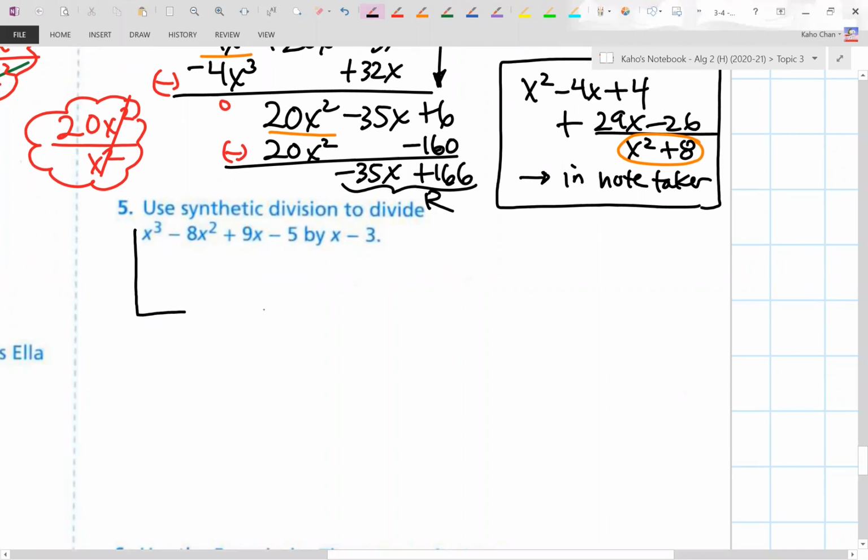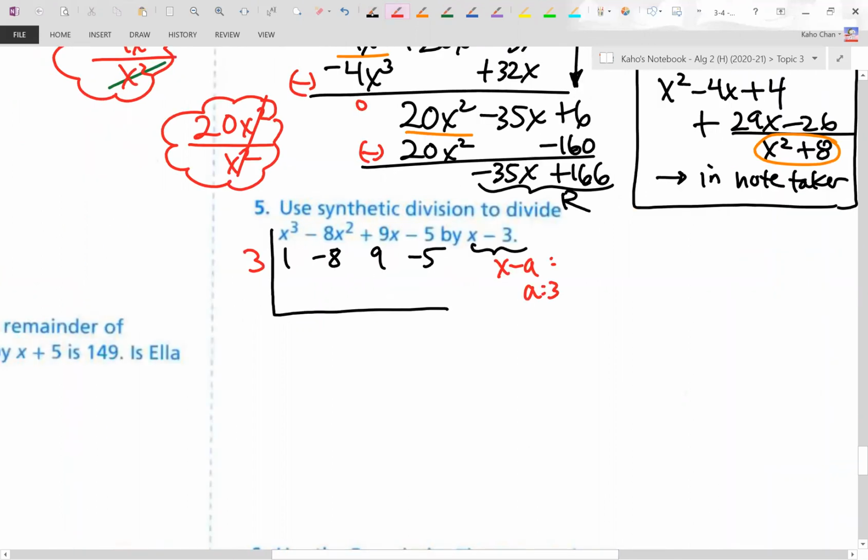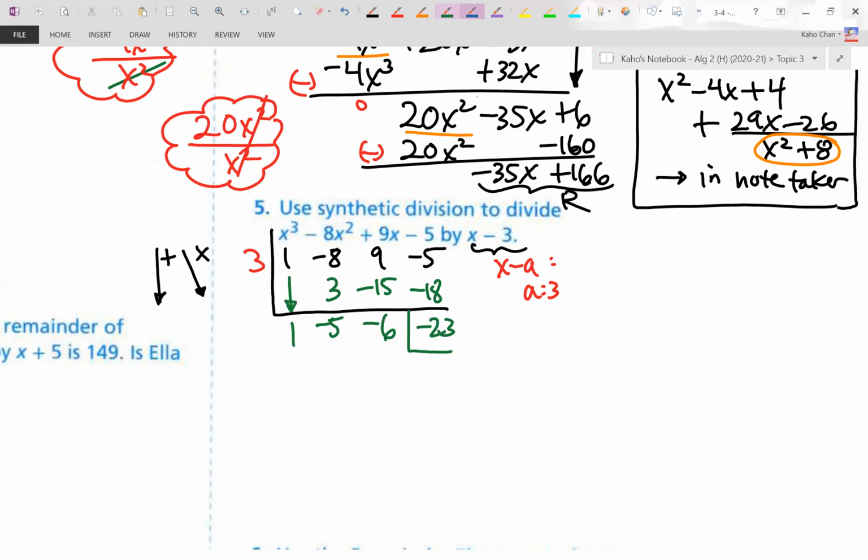Yay! Let's draw our L. We have 1, negative 8, 9, negative 5, and my x minus a term, my a value is positive 3. Put that over there on the left. Okay. Add vertically, multiply diagonally. That's the key here. Add, multiply. Here we go. Bring down the first term. Multiply. Add, multiply, add, multiply, add. Negative 5 plus negative 18 is negative 23. Ladies and gentlemen, that is my remainder.